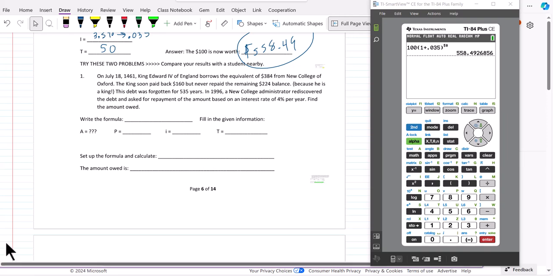On the principal, it says you borrowed an equivalent of 384, you paid back 160, but never paid back the 224. So the 224 is your principal. The 384 and 160 are just saying the original loan was partially paid and you forgot to pay back the rest. That's how that works out. So your principal is $224.